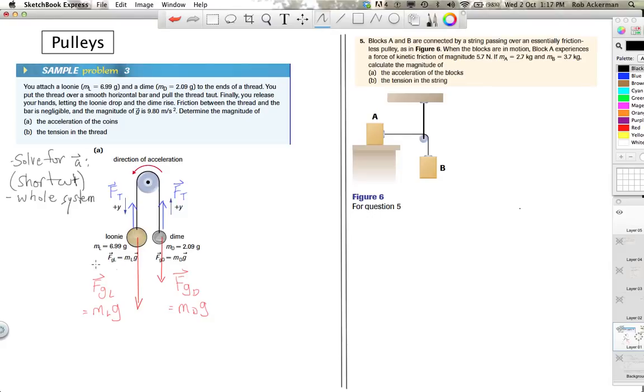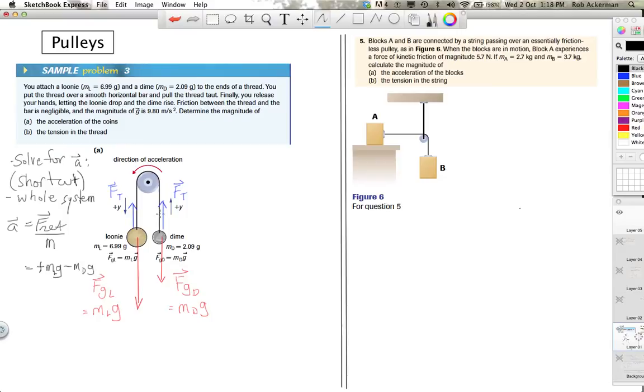So when we're talking about the system and we write the acceleration formula, which is F net equals ma, or a equals F net over m, we have to realize that in the positive direction on the left, there's the force of gravity. So that's positive mg, and that's mass of the loonie times gravity. But on the other side, fighting this, therefore minus, is the force of gravity of the dime. So mass of dime times g. Loonie pulling in the positive direction, dime's gravity pulling in the negative.